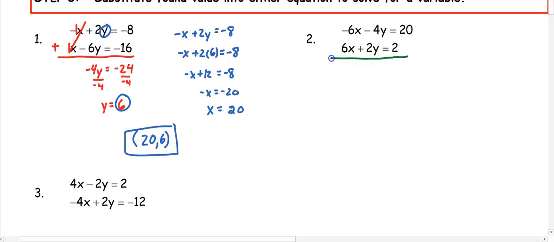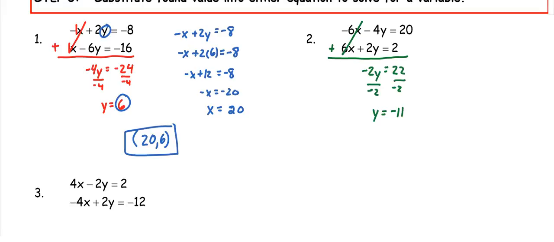In number 2, when I look at these, I need to see if I have opposite coefficients. This time I have negative 6x and positive 6x. Those add to 0, so they cancel out, and I'm left with negative 2y equals 22. In order to solve for y again, we're going to divide by negative 2. So y equals negative 11. Once we know that y is negative 11, we need to substitute back in.